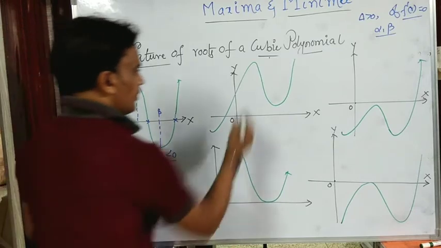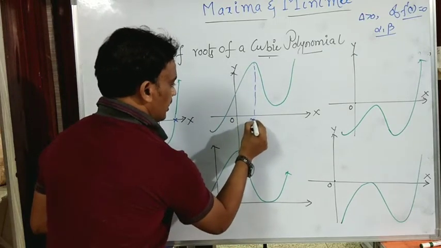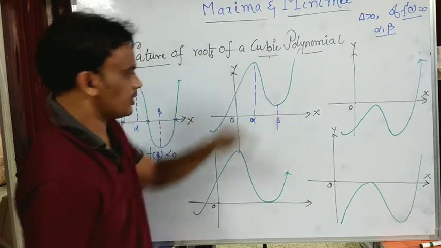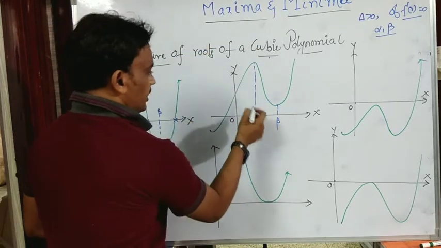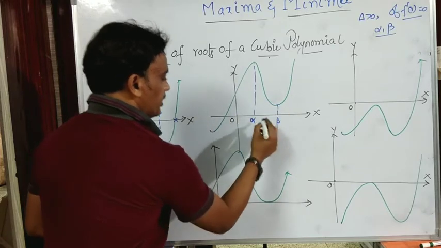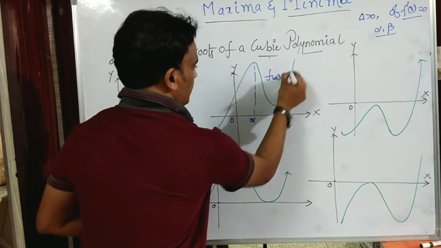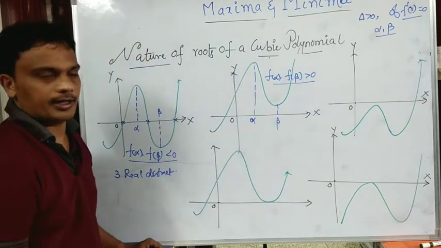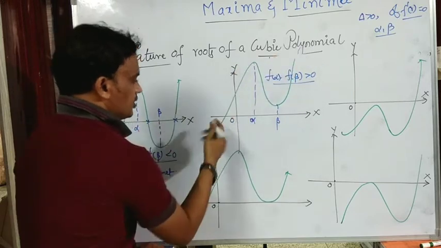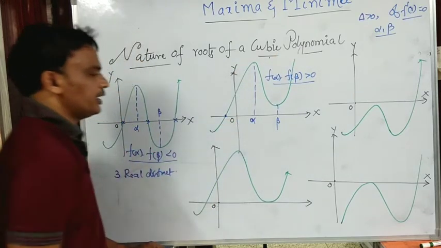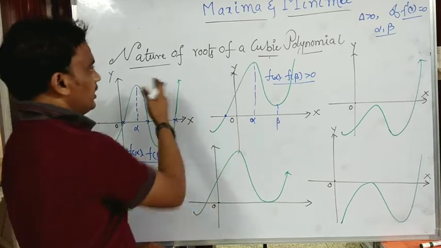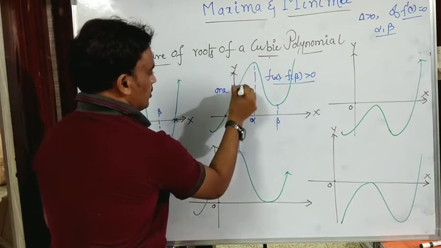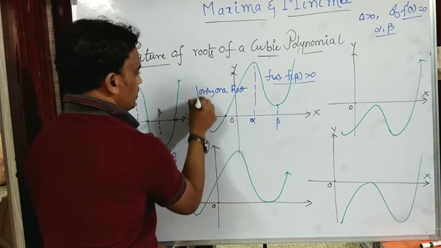Coming to this one, this is alpha and beta. At alpha is the maximum value, at beta is the minimum value. In that case, f of alpha is positive, f of beta is also positive. So f of alpha into f of beta is greater than 0. Right or not? In that case, what is the nature of the graph? Please observe this one. It intersects at only one point. So the cubic polynomial has only one root.